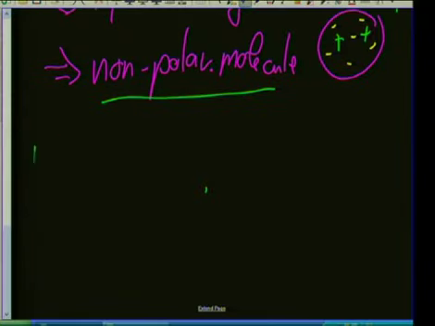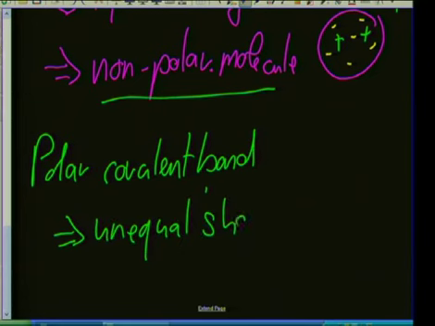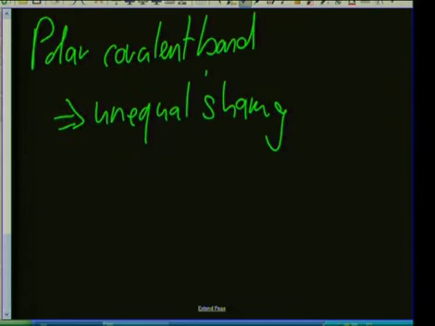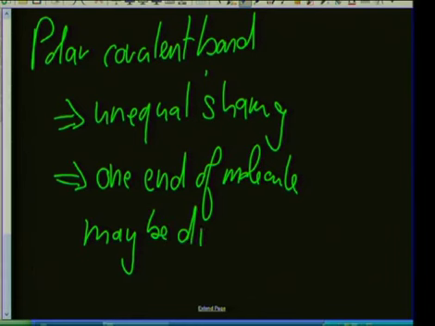Now, what happens with not a nonpolar bond, but a polar covalent bond? Here's the interesting one. I'll give you the example earlier when we have a polar covalent bond, then what we're going to find is there's unequal sharing. And because there's unequal sharing, what we find is that one end is different to the other. So one end of the molecule may be different to the other end.